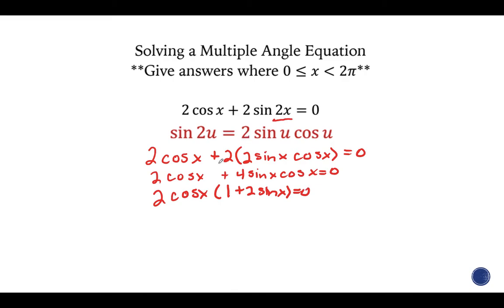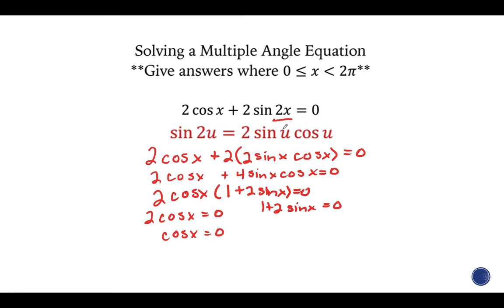And so now, once we have factored out that 2 cosine of x, we can set each of these factors equal to 0. And we'll go ahead and solve this trig equation just like we did earlier in the chapter, right? So I'll go ahead and divide both sides by 2 here. That ultimately gives me just cosine of x equals 0.